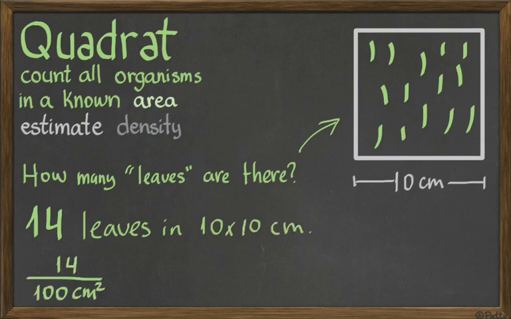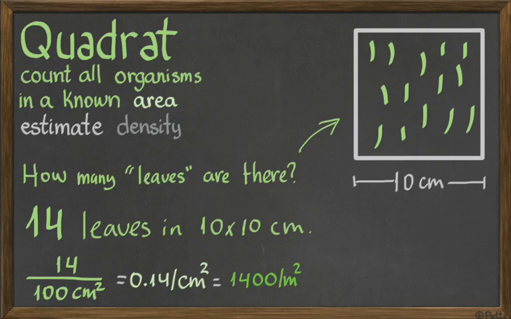So if I do the calculation, I have 14 leaves in 100 square centimeters. That means that I have 0.14 leaves for every square centimeter, or I have 1,400 leaves for every square meter. So either of them is going to work, okay?